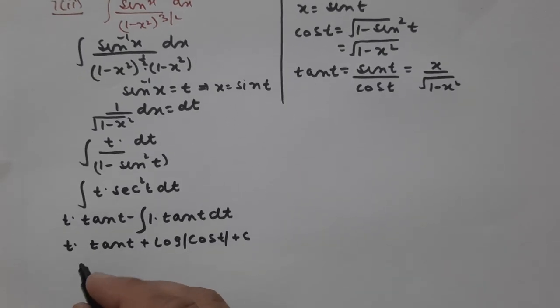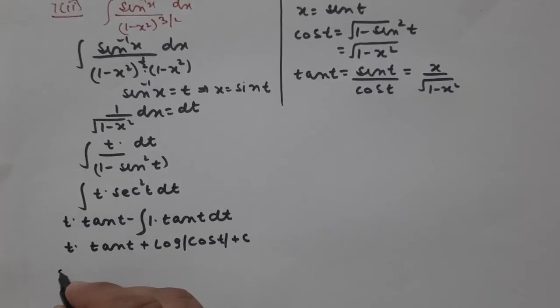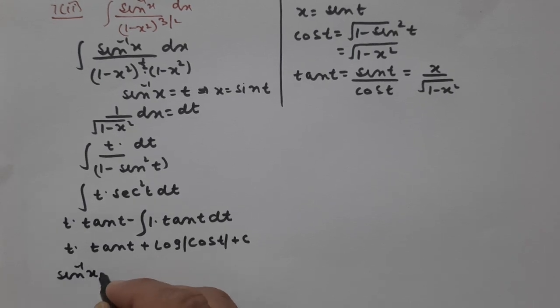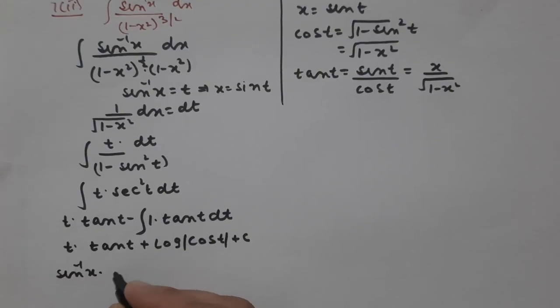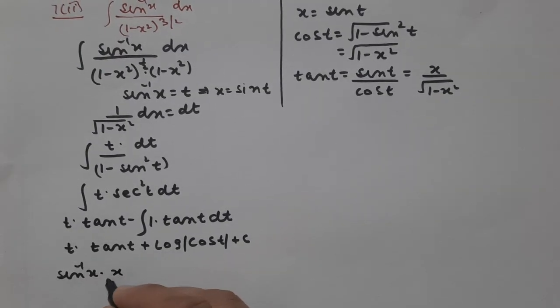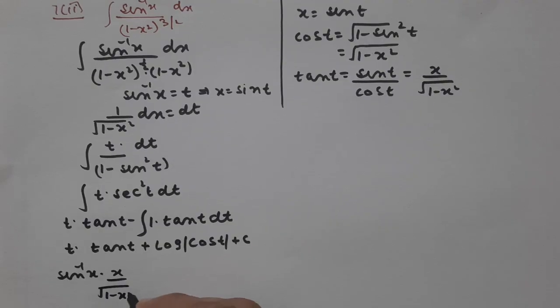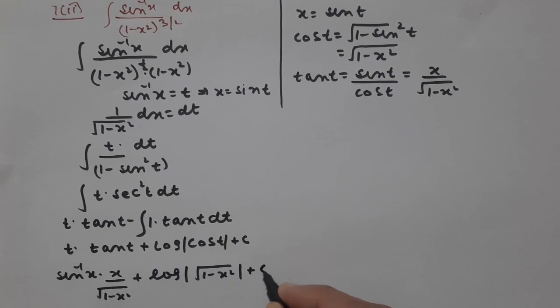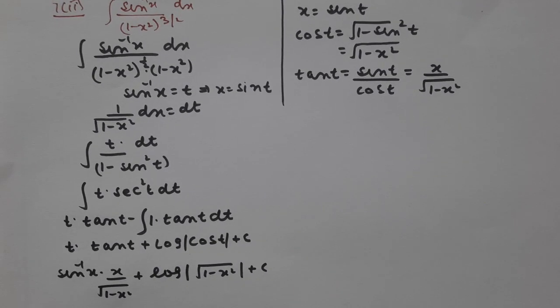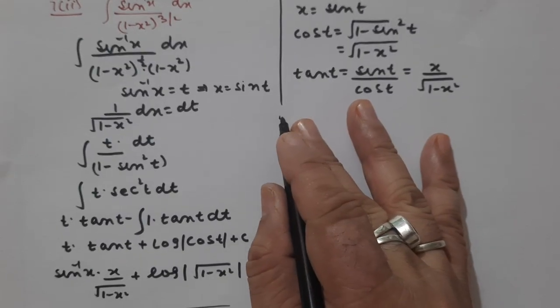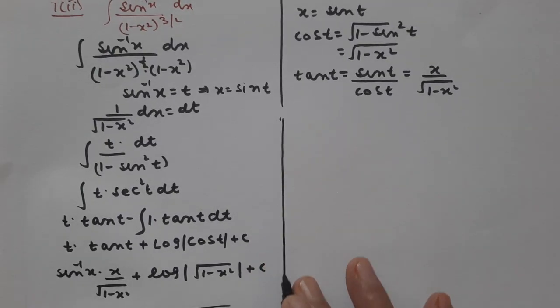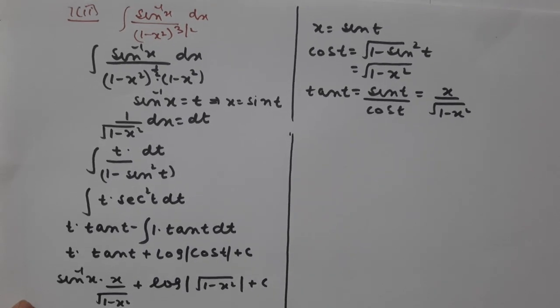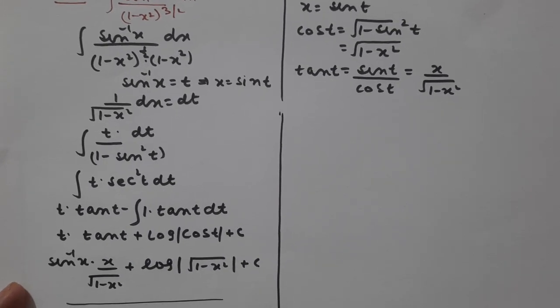So I put over here, in place of t I write sine inverse x, and in place of tangent t, which is x upon under root 1 minus x square, putting this value over here, plus log cos t. Cos t is under root 1 minus x square, plus c. So students, this is the answer. I hope this is clear to you students.